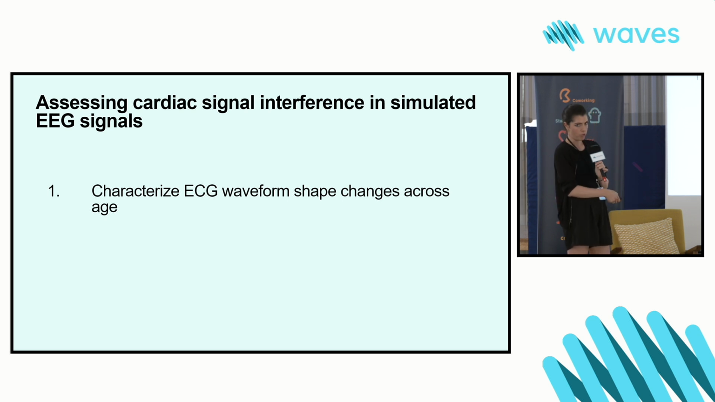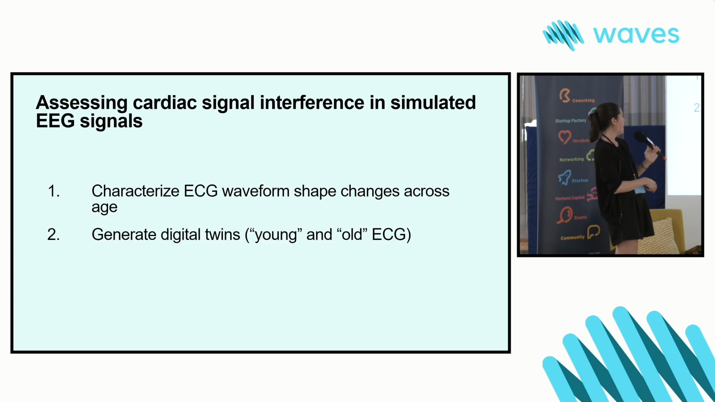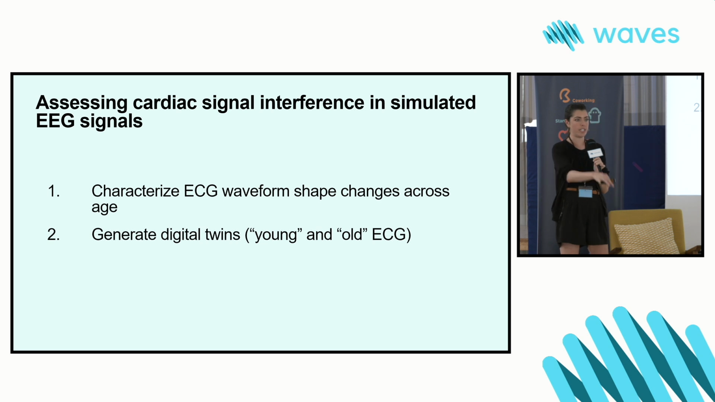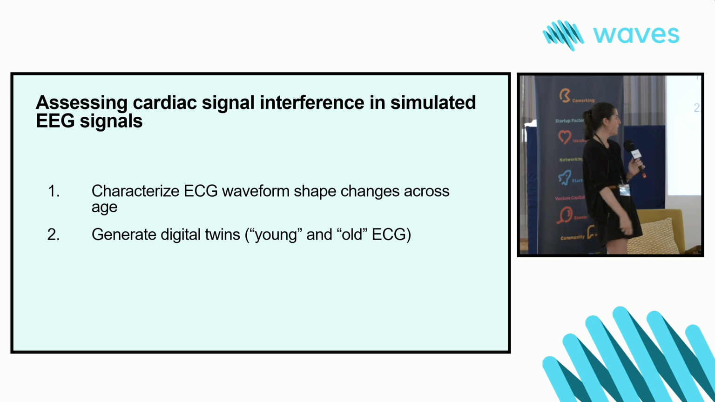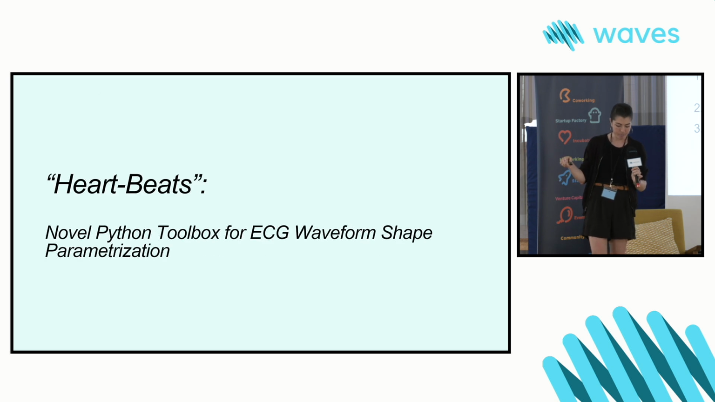And the way that I am trying to go about this, and it's very preliminary and still in progress, is to first characterize ECG waveform shape really robustly, and then actually generate a digital twin. So be able to take real human ECG data and then digital twin old and young to generate a time series, and then be able to ask questions about how this time series is influencing simulated aperiodic data.